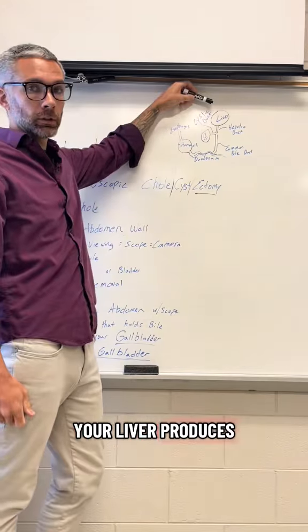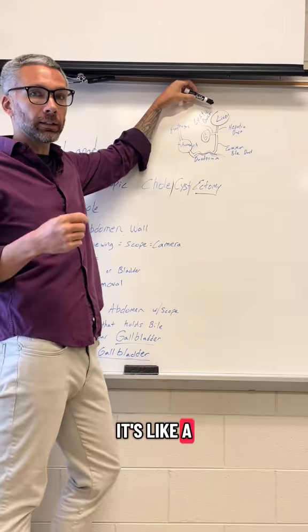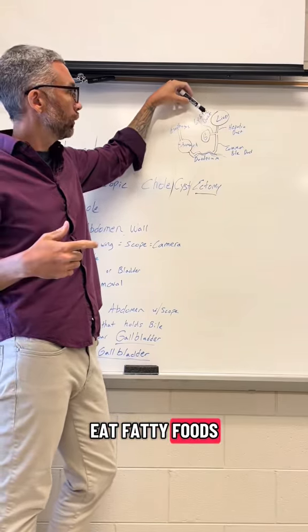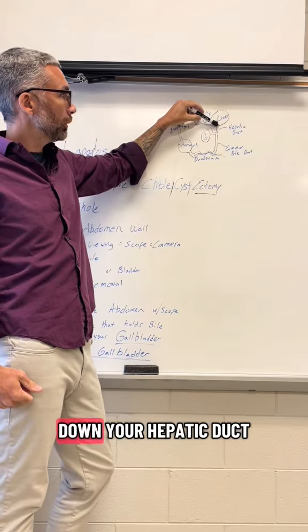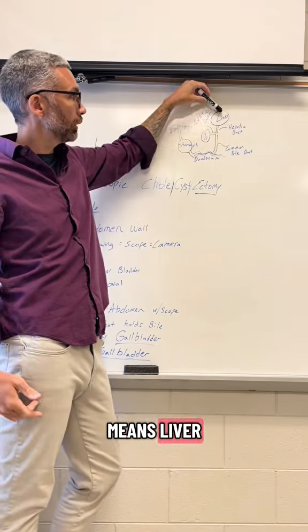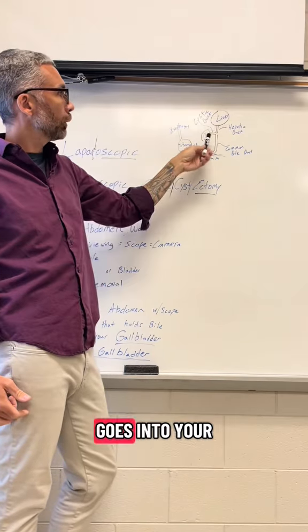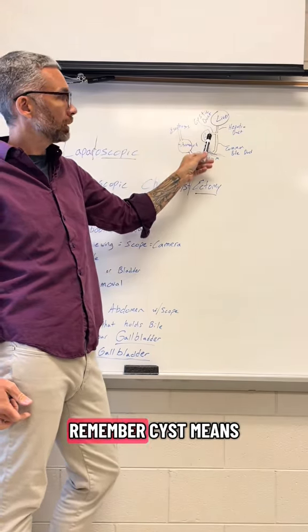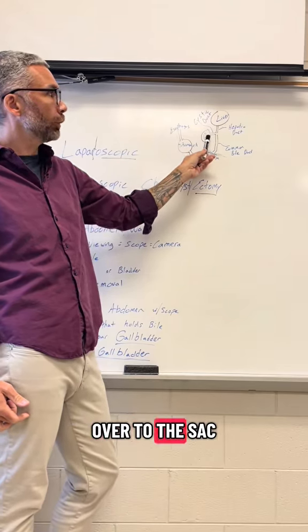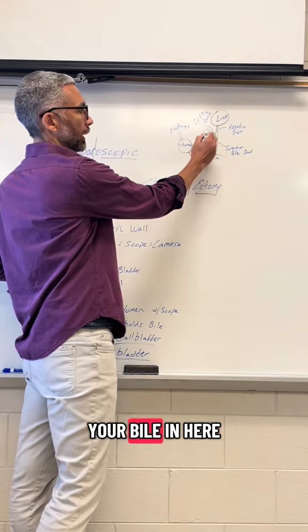Your liver produces bile. It's like a green liquid that helps break down fatty foods. So when you eat fatty foods, your liver produces bile, and it comes down your hepatic duct. Remember that hepa, like hepatitis, means liver. This is your hepatic duct. It goes into your cystic duct. Remember, cyst means sac, so this is the duct, or like the little vessel, that runs over to the sac. So this will store your bile in here.